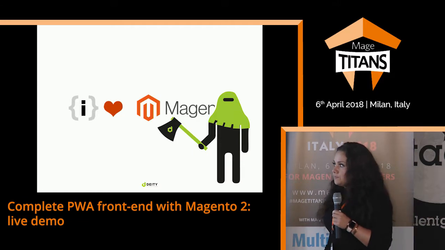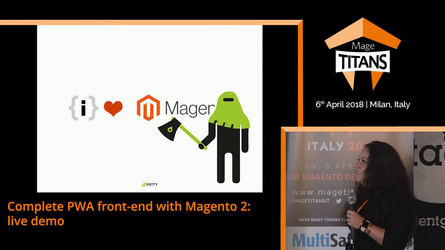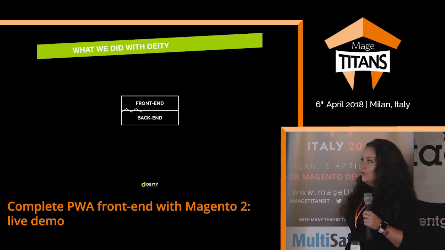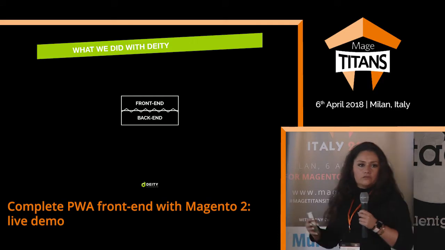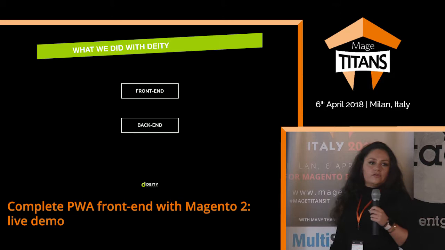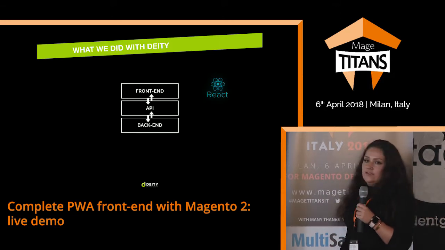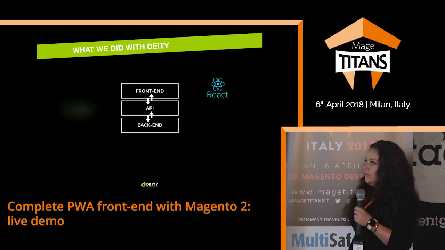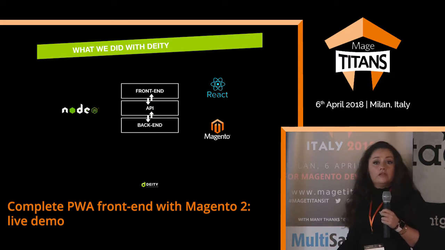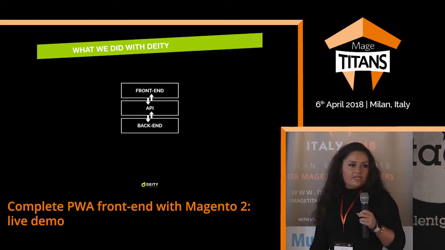And what did we do? So what did we do with Deity? Instead of having the front end and the back end strongly together in a monolithic system, we cut it off. So we made the front end separately from the back end, and we placed an API in between. The front end is built on React.js, the middleware is built on Node.js, and then we have Magento in the back end. But we not only have Magento, we actually are using different backends here.